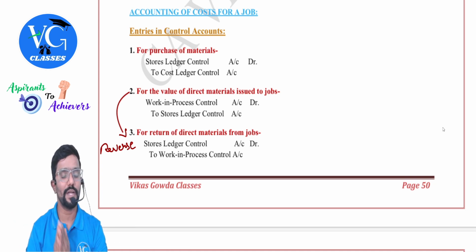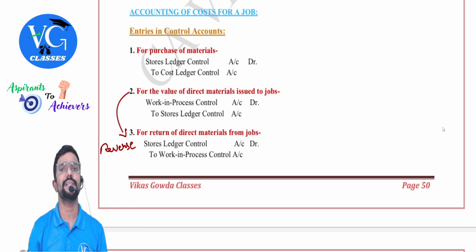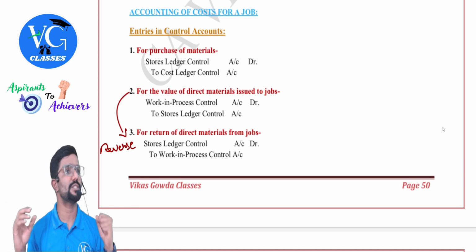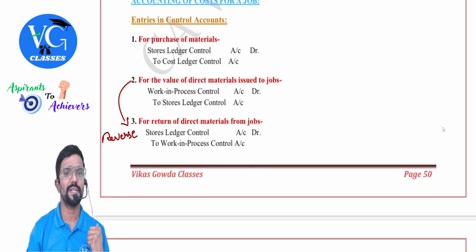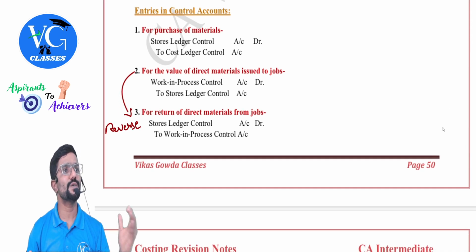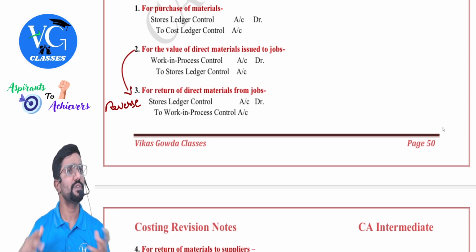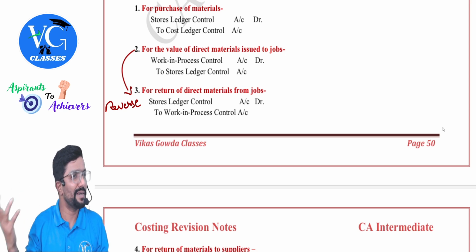So one thing is they can ask you to prepare a job cost sheet, or else the other one is journal entries. Journal entries are nothing but whatever we learned in the non-integrated cost accounting system, in cost books. Same interest rates. Let us see. For purchase of material, what is the entry we will pass? Stores ledger to cost ledger control account. Next, for the value of direct material issued to the job. Issued to the job means direct material always. Here, they may not mention issued to production. They may give it as issued to the job, which is nothing but production.